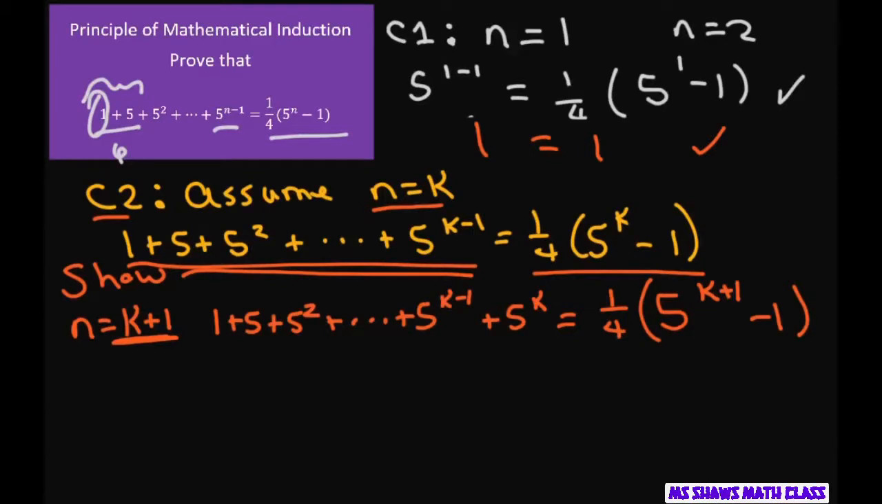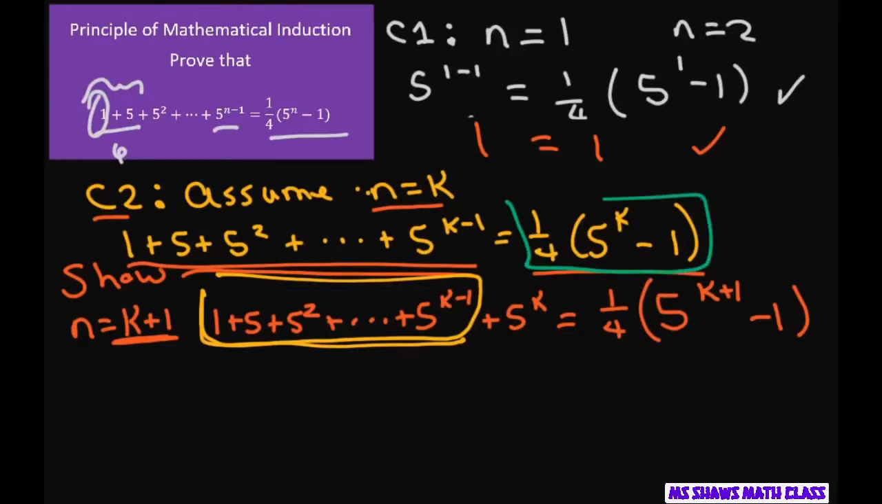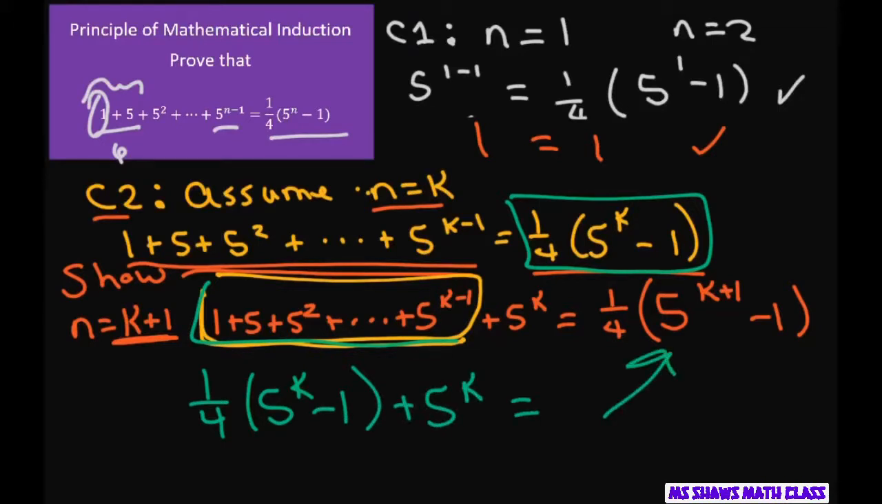Now we already know what this equals, based off our assumption. So just copy that down. You get 1/4 times 5 to the little k minus 1, plus 5 to the k, and that has to equal that. And so we have it set. We just have to simplify this side.